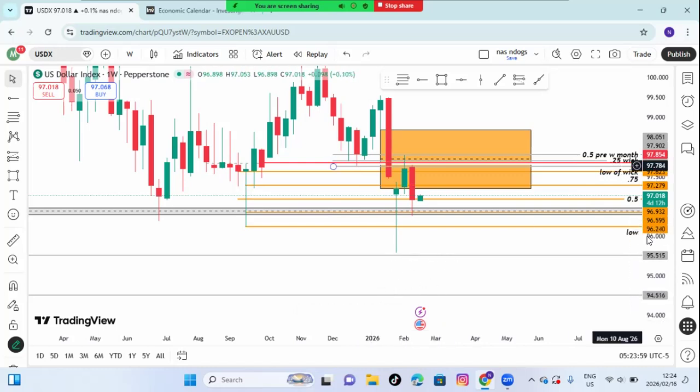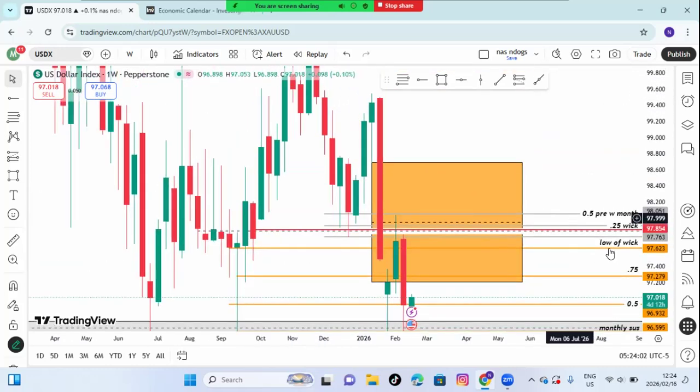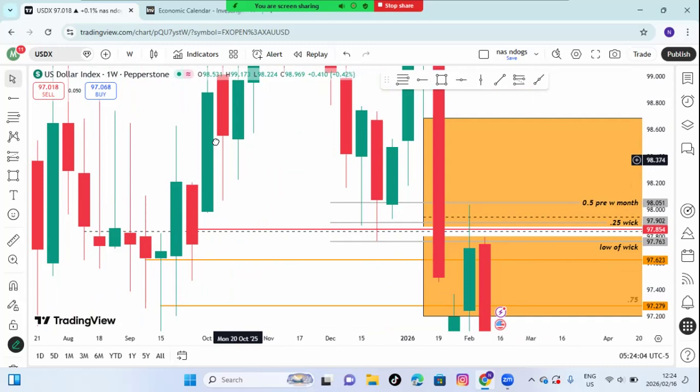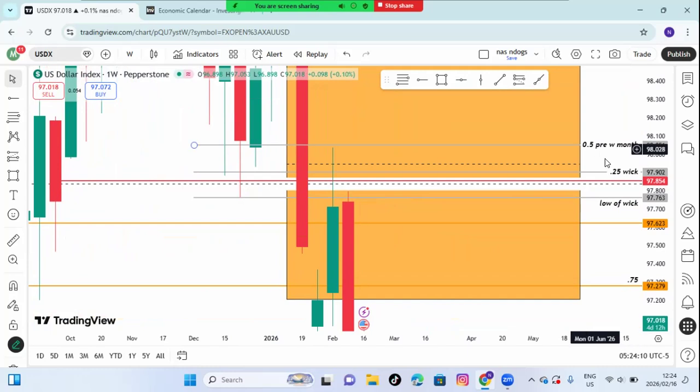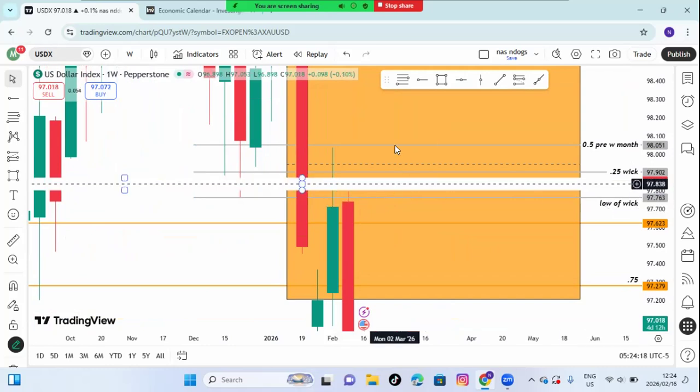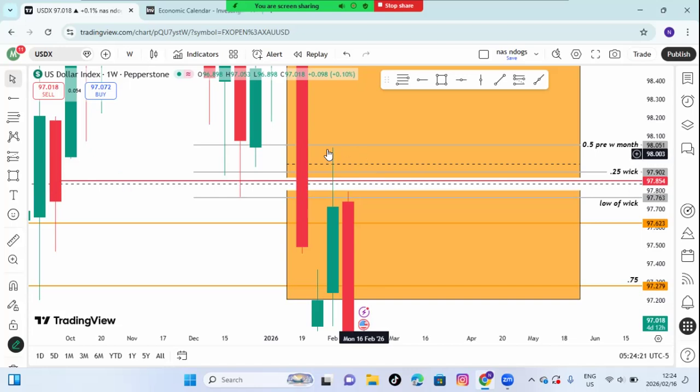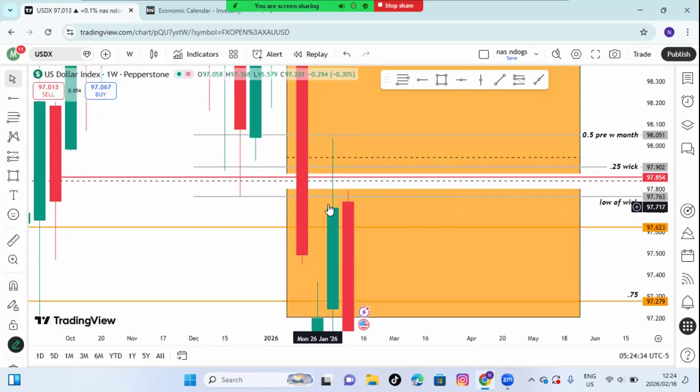So what we can see now is that if we zoom in like this, these gray levels, as you saw, they come from the monthly wick, right? The premium from the monthly, right? So they're showing us how strong or how weak the market is. Now we see that on this week here, we went up, but we can't even touch that level there, can we? The premium monthly week, we can't.